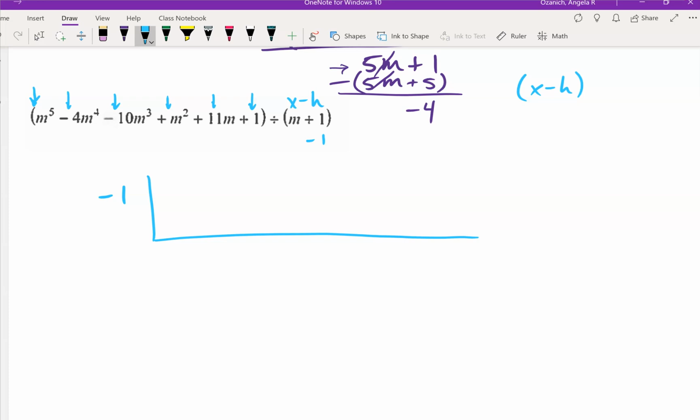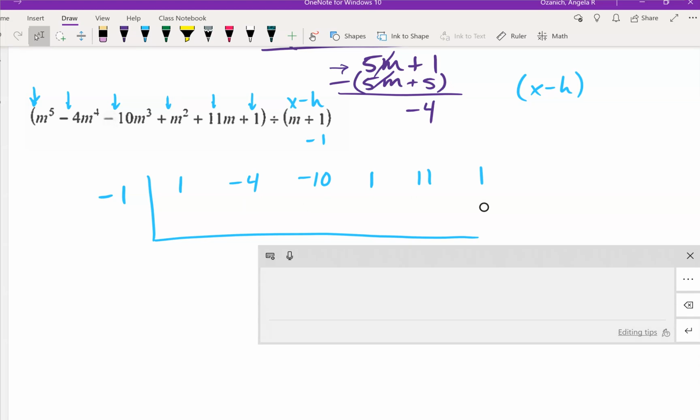In this case, they are all represented, so I don't have to put in any zeros, but you do have to watch out for that if you are missing like an m cubed term or an m squared term or any other term in the polynomial. So here we go. It's 1, -4, -10, 1, 11, and 1. So 1, 2, 3, 4, 6. Okay, so those are all my terms.